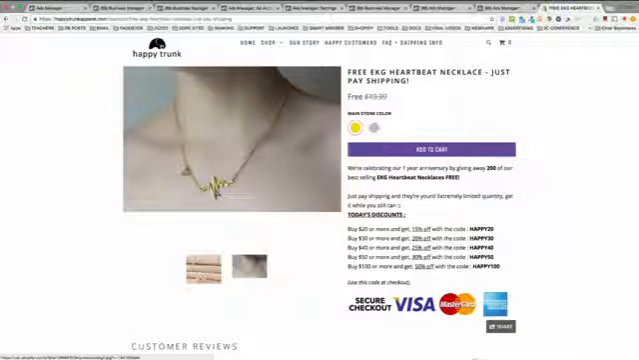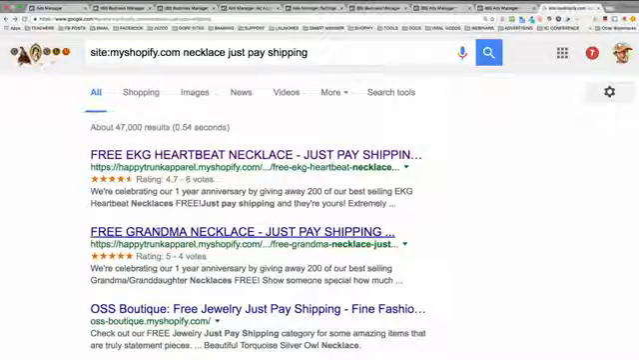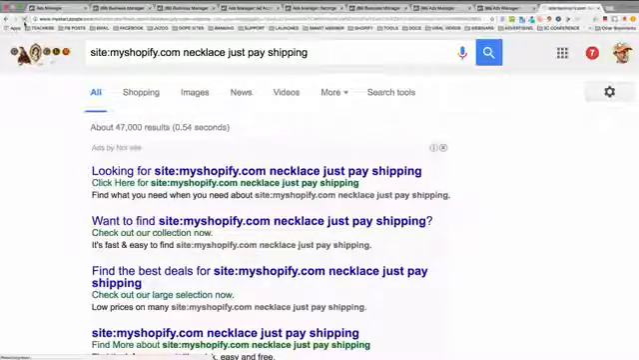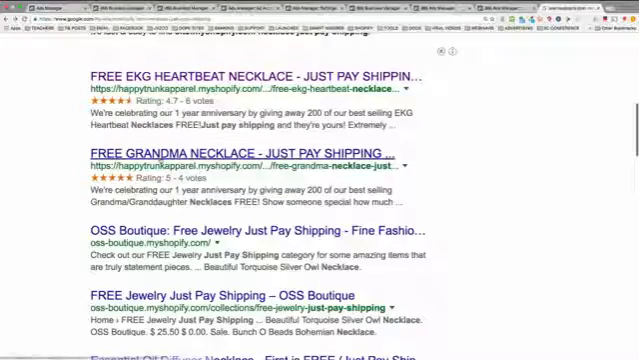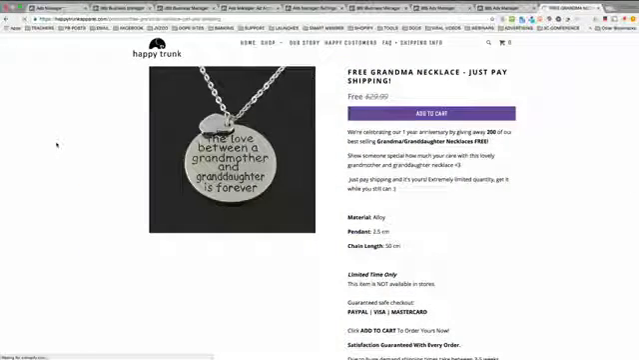So you can see this heartbeat necklace. You can start to target people in the medical industry, and any related niches there. Let's go down to this grandma necklace. Whoops, I clicked an ad. Let's go down to this grandma necklace. And same thing: the love between a grandmother and granddaughter is forever. So what we're doing is using this search to reverse engineer and find examples of products that other people are giving away for free, just pay shipping.